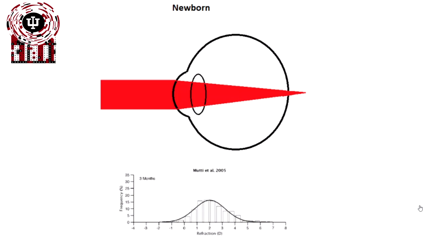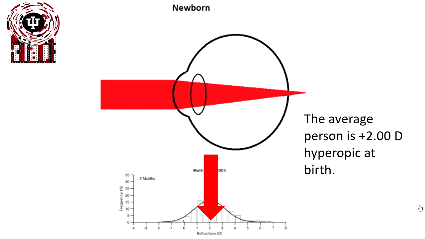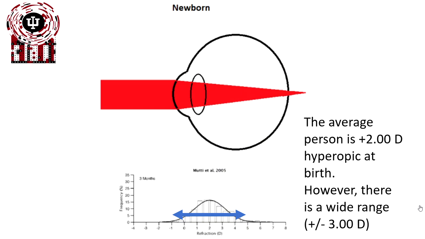If you look at the distribution below of the refractive error of 3-month-olds, what we'll see is that on average, the average person at that age is about 2 diopters hyperopic. But also, there is a wide range of variability. Some people are -1s, some people are +5s. But the average is around 2 diopters of hyperopia and about 3 diopters range around that spot. What happens for the rest of the person's life?